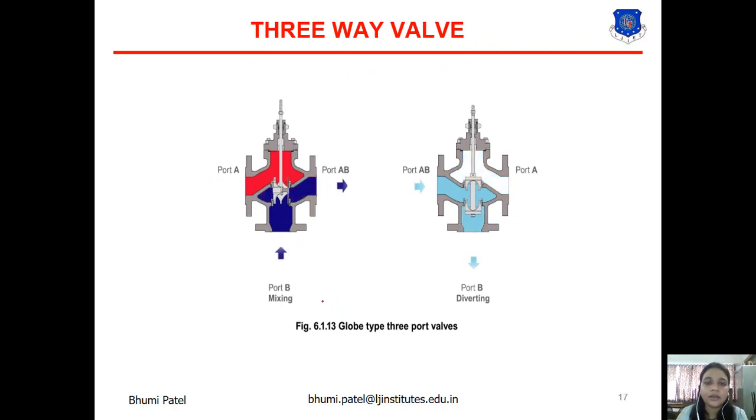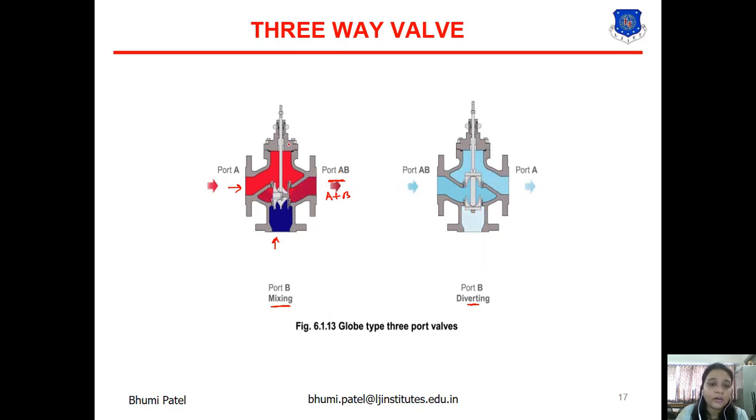Basically, a three-way valve works for mixing the input or diverting the fluid. Here you can see that this is port A, this is port B, and this is port AB. Whenever input is coming from port A and from port B, we get the mixed material A plus B. Here you can see that whenever the plug is on the downside, only port 2 is open.